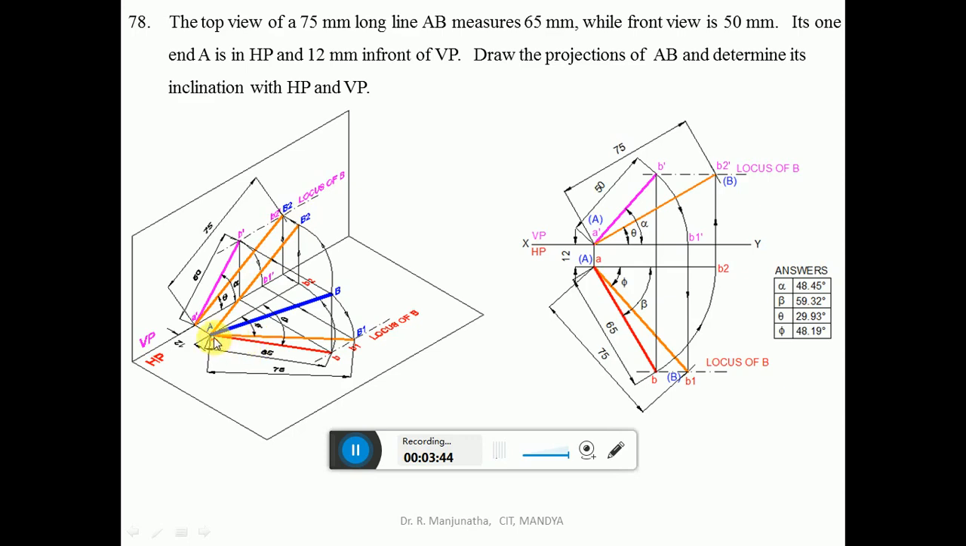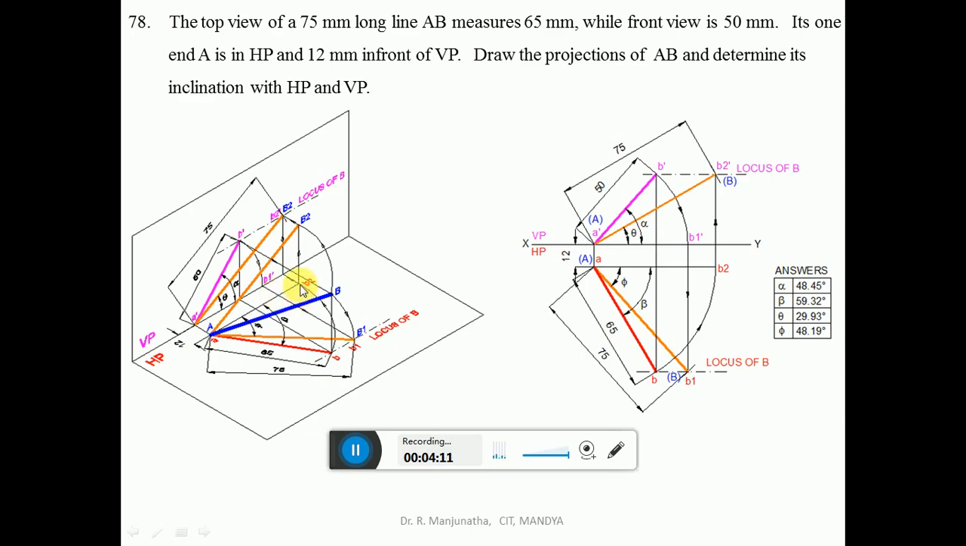And here this line is in true length because both A and B1 are resting on HP. So obviously AB1 is the true length in HP. But actually AB2 is the line which is in front of VP by 12 mm. But because the locus of B in the top view is here, the B2 point of the top view will not be in front of VP by 12 mm.